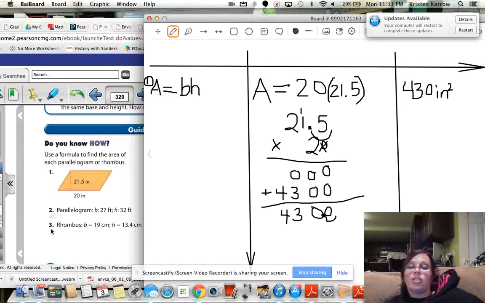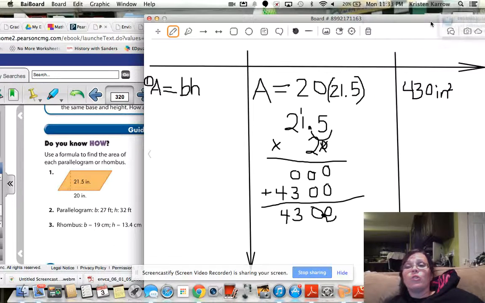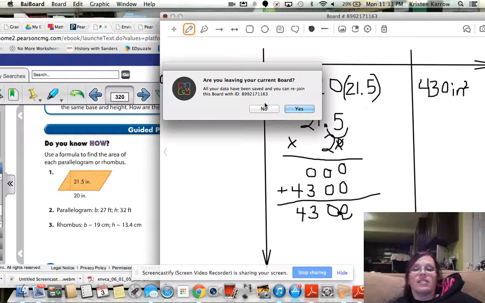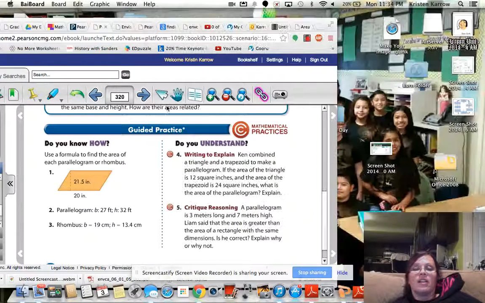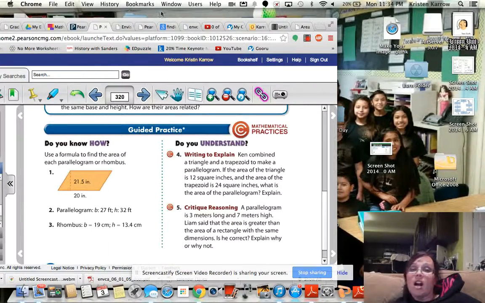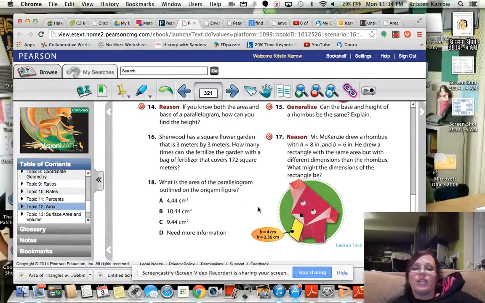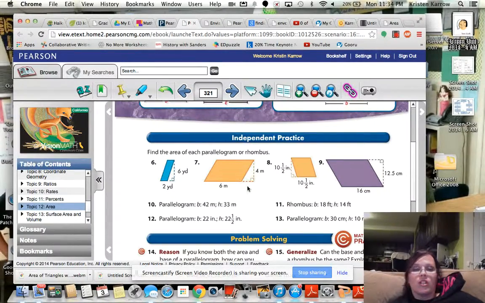You're going to try 2 and 3. Show 2 and 3 to the substitute and have him check and see if you are correct. If you're correct, you can move on. If you're not correct, you need to find out what you did wrong. If you're moving on, you're going to do the independent practice on page 321. You're going to do 6 through 14 even, and then get the math homework for tonight on area of parallelograms and rhombuses and start that if you finish early.